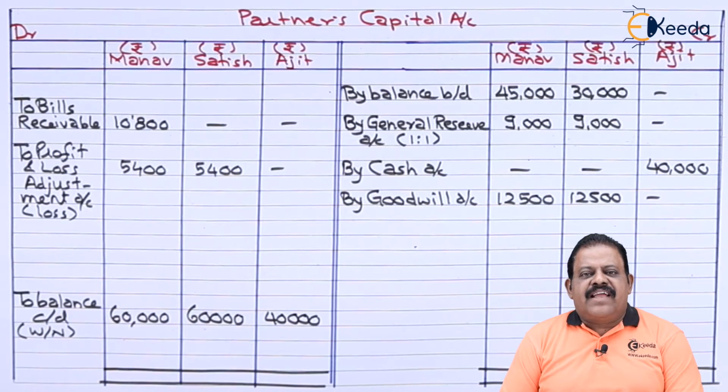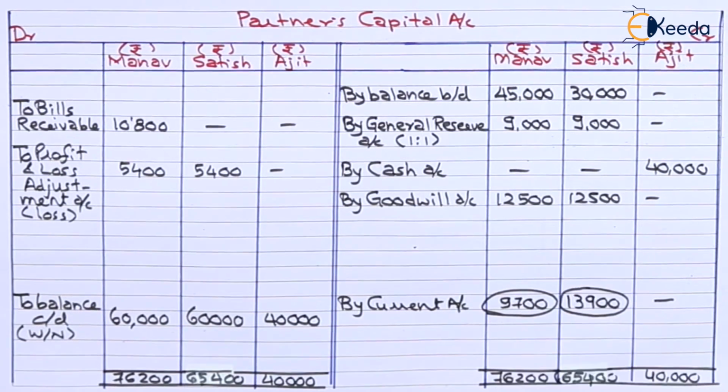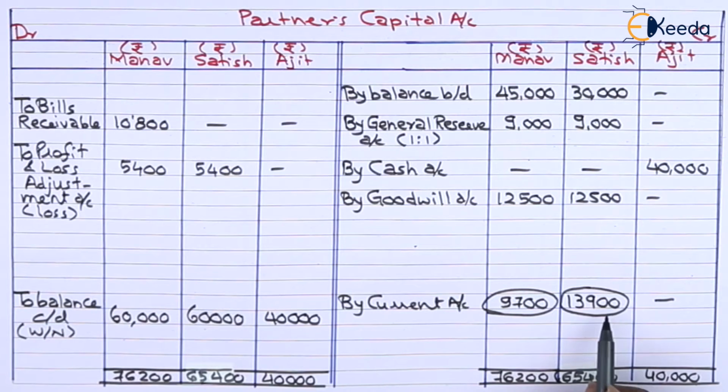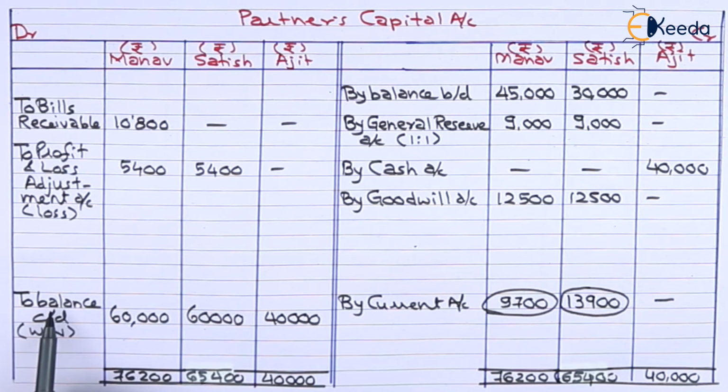Now let us close partners capital accounts. We have closed partners capital account. On credit side we are getting balancing figure for Manav 9,700 and in case of Satish 13,900. These will be transferred to their current accounts. Now partners capital accounts are also closed. These balances of current account will be transferred to new balance sheet. Here they are appearing on right hand side. In new balance sheet also it will appear on right hand side, that is on asset side. If we get current account balance here on debit side, that is at left hand side, in balance sheet we will be transferring it to liability side.